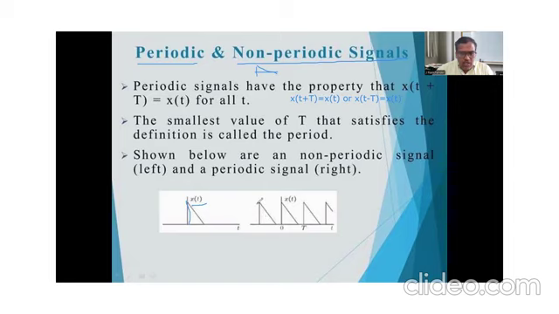Now, the same signal is repeating after some particular interval of time. Hence, it is called a periodic signal. The same signal is repeating, hence it is called a periodic signal.